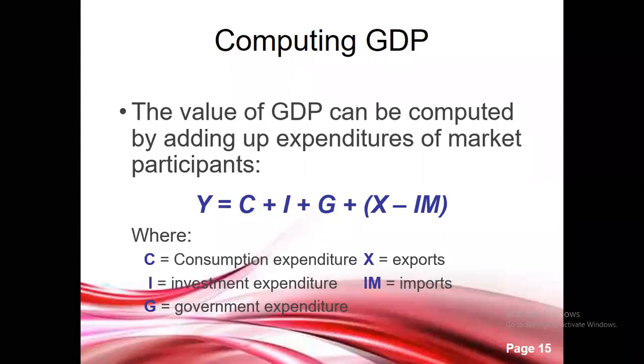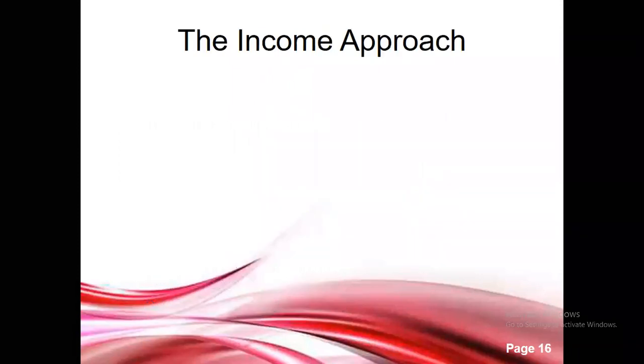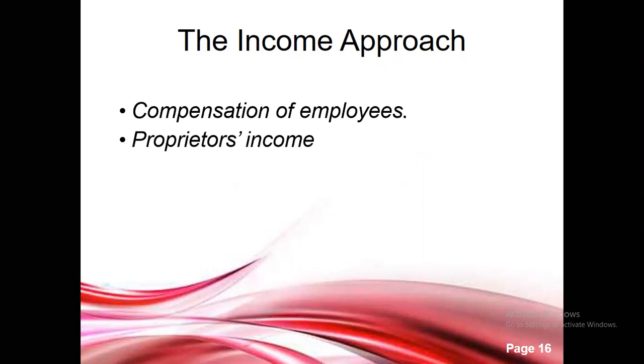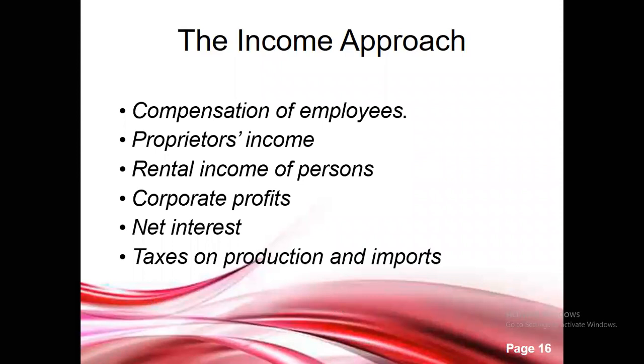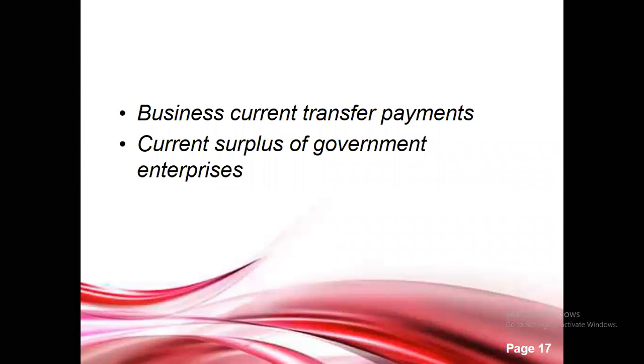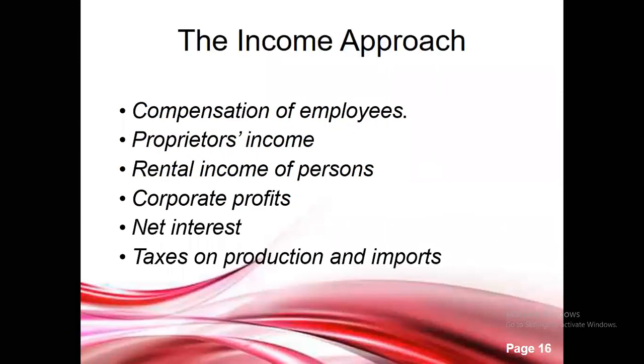The third and final way to measure GDP is the income approach, right? It calculates GDP by adding the income received by producers, including profit, taxes to the government, etc. National income is a sum of eight types of income, right? Compensation of employees, property rights income, rental income of persons, corporate profit, net interest, taxes on production and imports, business current transfer payments, current surplus of government enterprise.